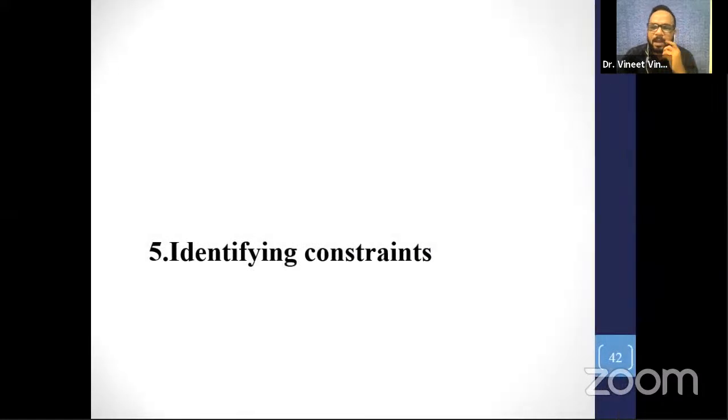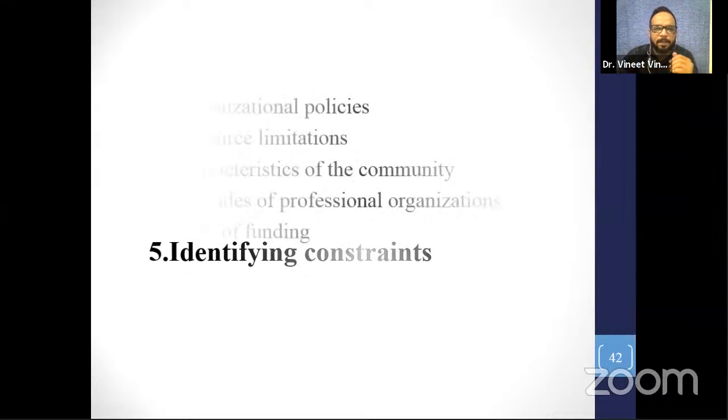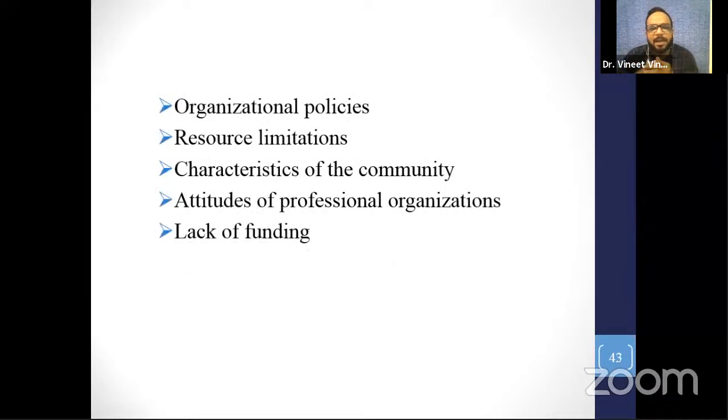Okay. Coming to identify constraints. Now you have to look into the constraints. What are the problems? What are the barriers you are going to face when you are conducting a program? So there can be different organizational policies. You have to ask a lot of permission. You have to get permission from everybody. You have to get signed from many people when you're conducting a program. There can be resource limitations. Probably you will have very less money to conduct a program. You will have less manpower.